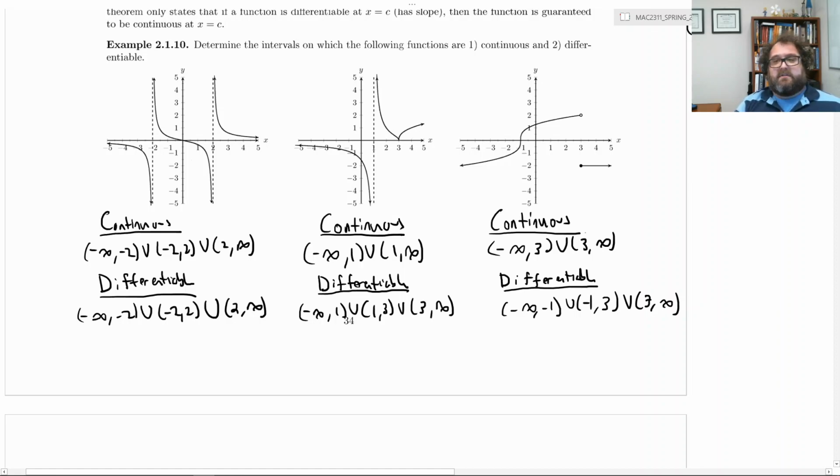Okay? All right, so that wraps up differentiability versus continuity and figuring out graphically as well as figuring out via the limit definition where a function is differentiable.